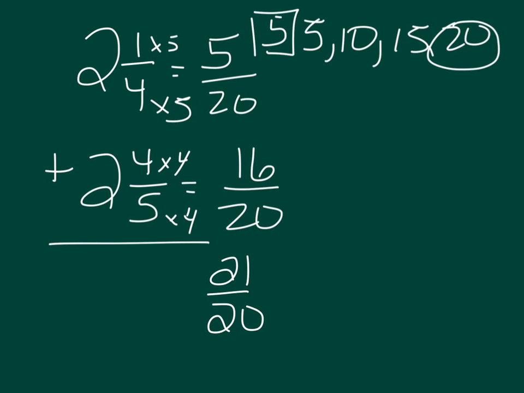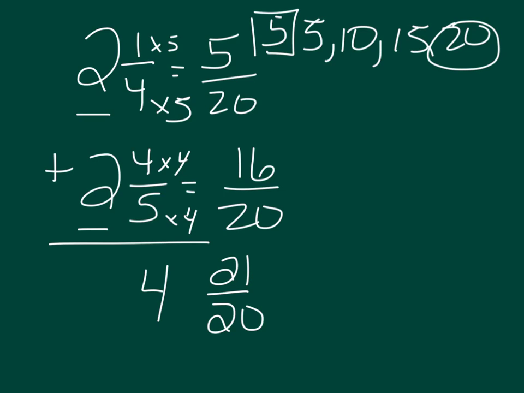Then we add up our whole numbers, which was 2 plus 2, which is 4. So 4 and 21/20. Hopefully you picked up that 21/20 is actually an improper fraction, so therefore this means we have greater than 1. If 20 is our denominator, to make that one whole would be 20 up here. So 20 out of 20 would be one whole. Then if you notice, we would have one left over, so we would get 1 and 1/20.